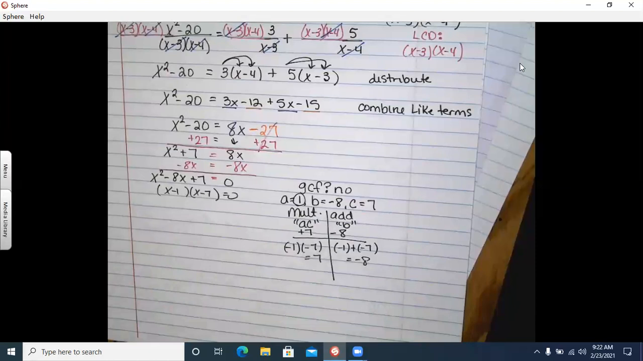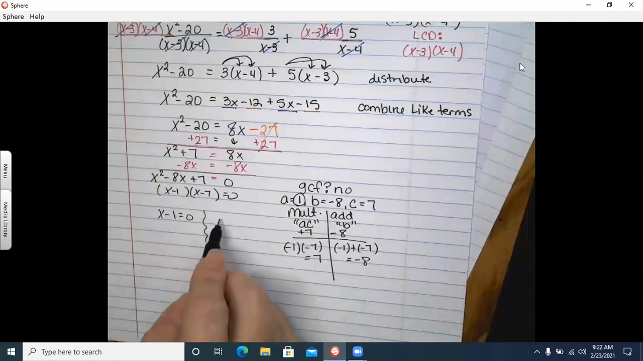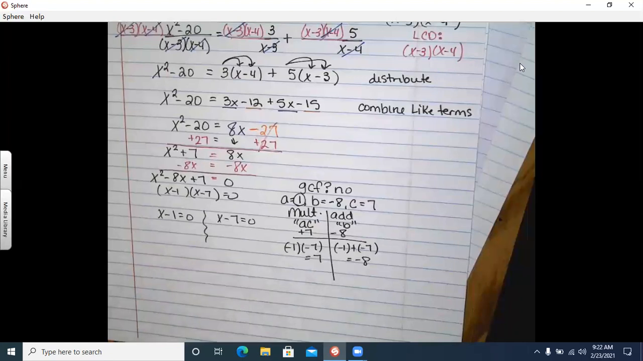I have factored, but have I solved? No, I haven't. Once I factor, what do I do to solve? Say it again. Yeah, I got to set each factor equal to 0. So x minus 1 equals 0, and x minus 7 equals 0. So a lot of you, if you get to this point and you tell me your solutions are negative 1 and negative 7, I am going to scream. Is that your solutions? No, what are your solutions? 1 and 7, because when you solve for x, it changes that sign.